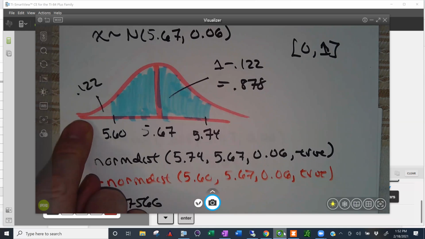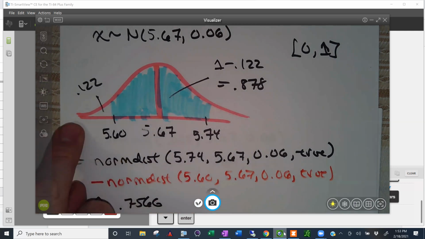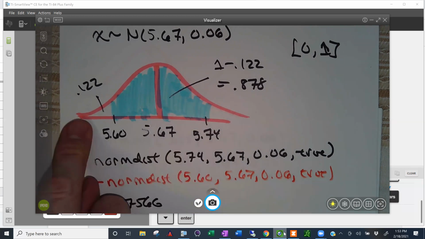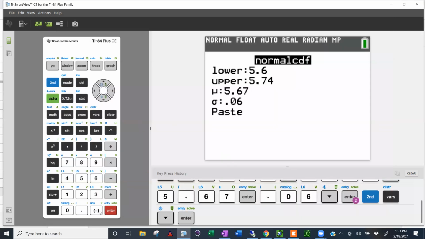Well, you just got to give the calculator a value that's far enough to the left that it's really not going to make a big difference. So choose something like -100, -1,000, -10,000, whatever you want. As long as it's pretty far out to the left, then it's really not going to make a difference. So let's take a look at that. I'll do negative 10,000.